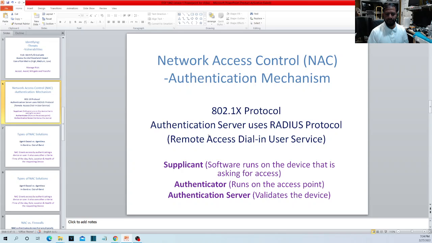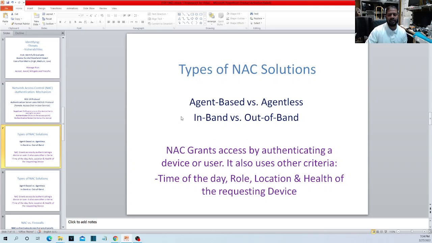Again, the supplicant is the computer that wants to get access, requesting the access. The authenticator is the router or whatever resource you are trying to access. And the authentication server is the validator, the one who checks and authenticates you. Okay? Next one should be right here. Types of NAC solutions.